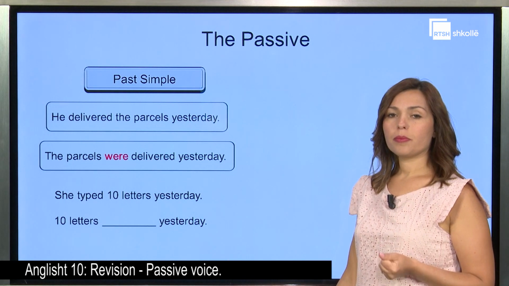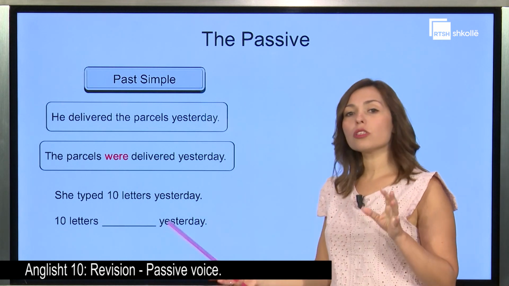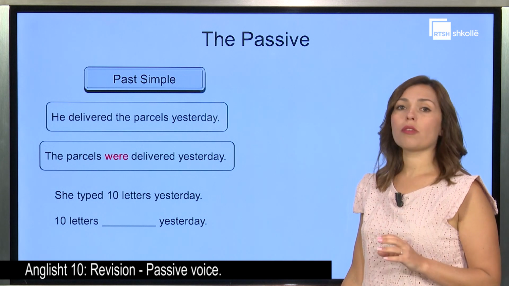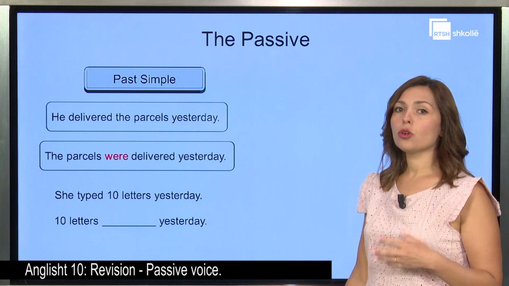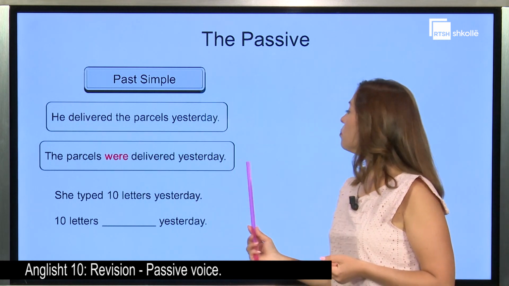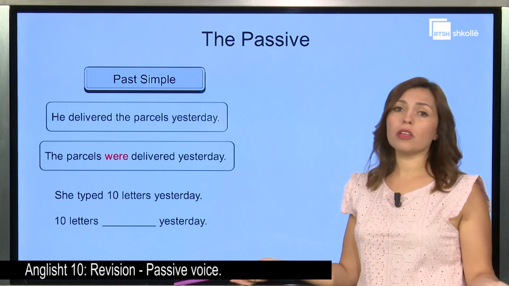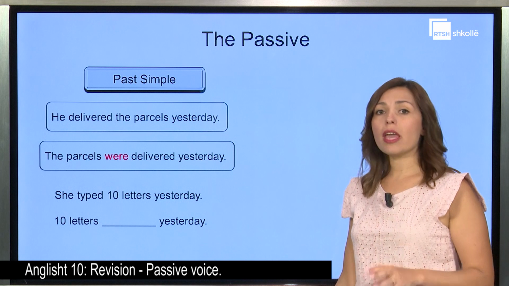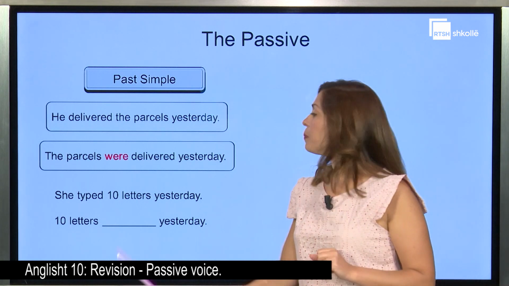Yesterday. Again, you can see that the focus is on the action. It's always there. The focus is always on the action, not on the person who did that. That's why we don't write in the end, by him. We don't know who delivered the parcels, but we care about the fact that they were delivered.